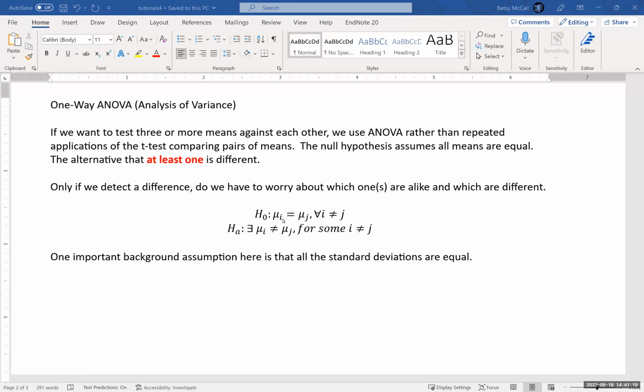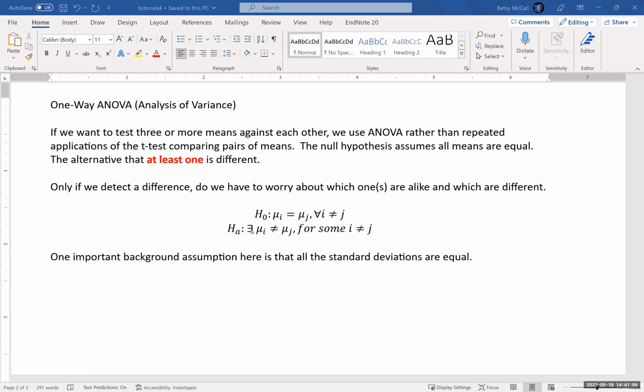So the null hypothesis is that mu i, so one of the means, is equal to mu j, another mean, for all i not equal to j. So if we have 3 means, essentially we're saying mu1 is equal to mu2, mu1 is equal to mu3, and mu2 is equal to mu3. All of them are equal. So for all i not equal to j, obviously mu1 is equal to mu1. So we're specifically specifying that any pair that we can come up with, they're all equal.